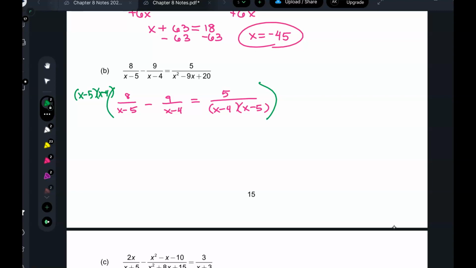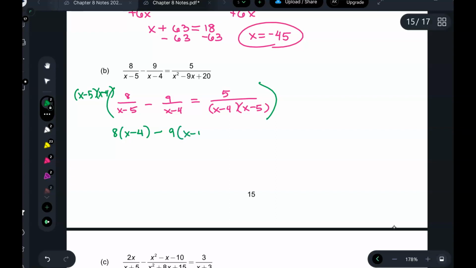Okay, so when I multiply x minus 5 times x minus 4 to 8 over x minus 5, we're left with 8 times x minus 4, minus 9. What's going to cancel now? The x minus 4s are going to cancel, so I'm left with x minus 5. That will just be 5 on the right side, because both of these binomials will cancel.